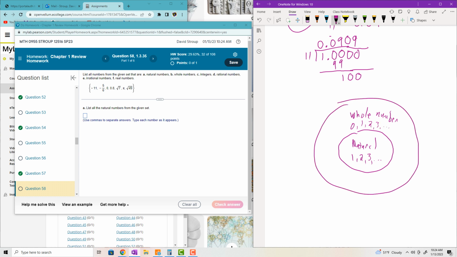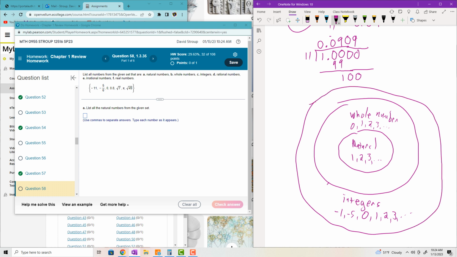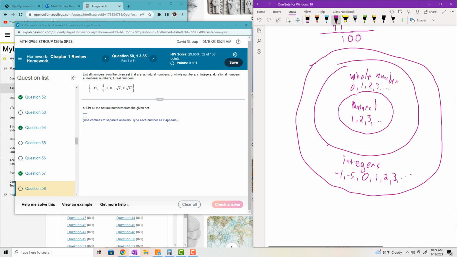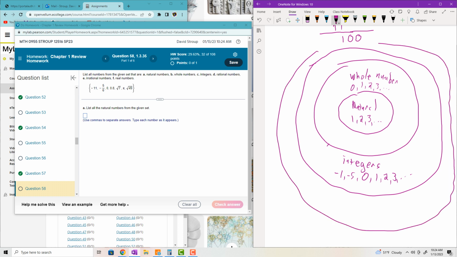Then you go out to the integers, and the integers are just the whole numbers, and then you tack on the negatives of the natural numbers. So the integers are numbers like -1, -5, 0 is in there, and then the positive counting numbers as well. Okay, so these are integers. And then rational numbers, you throw in fractions, which includes those decimals, the repeating decimals and everything. So rationals.